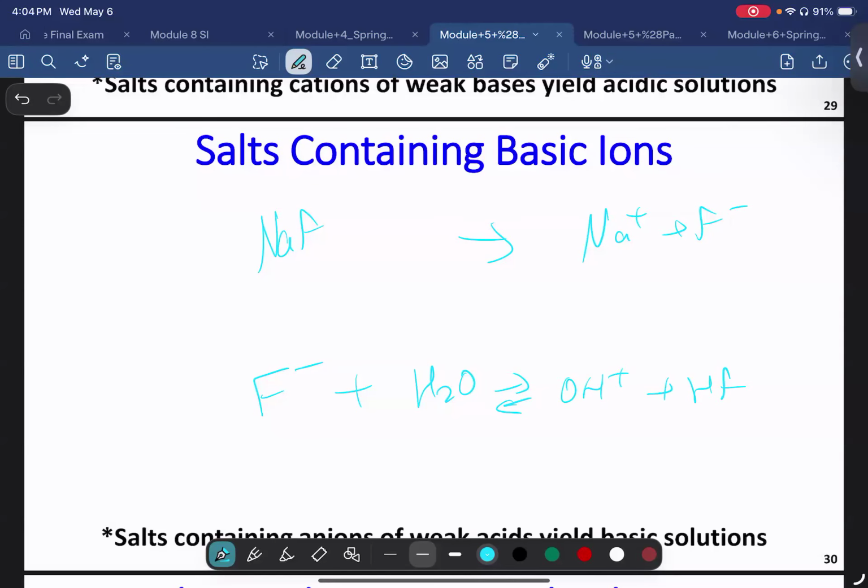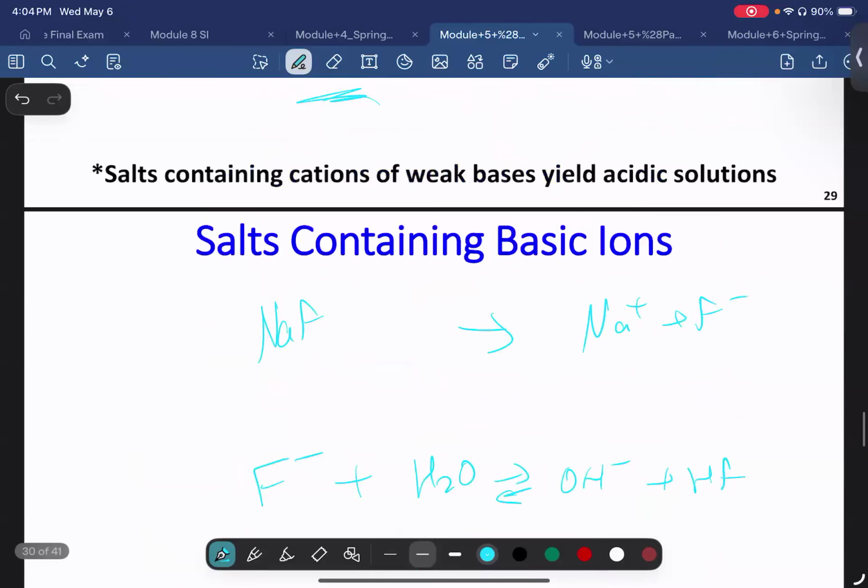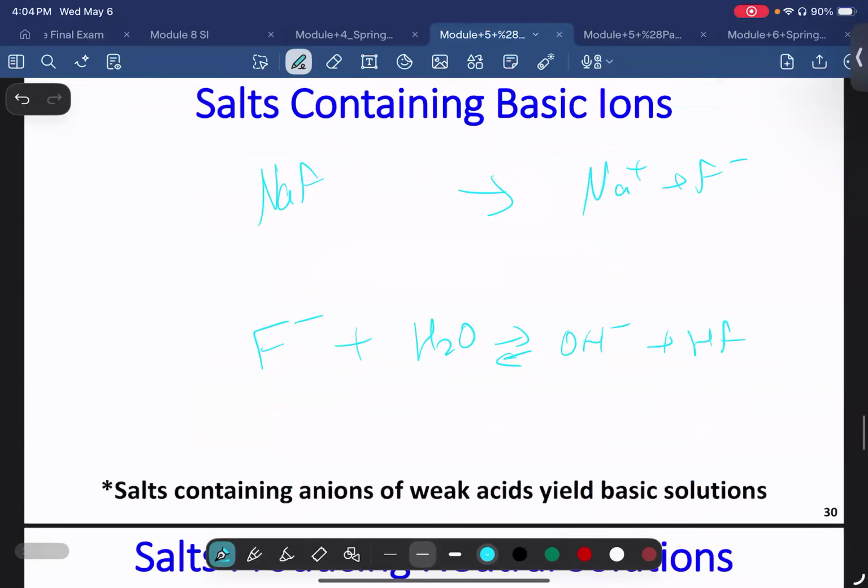And so you could do ICE charts with these as well to figure out the pH. This is not plus. I don't know why I put a plus there. My fault. Yeah, let me give you a little bit of a harder example.